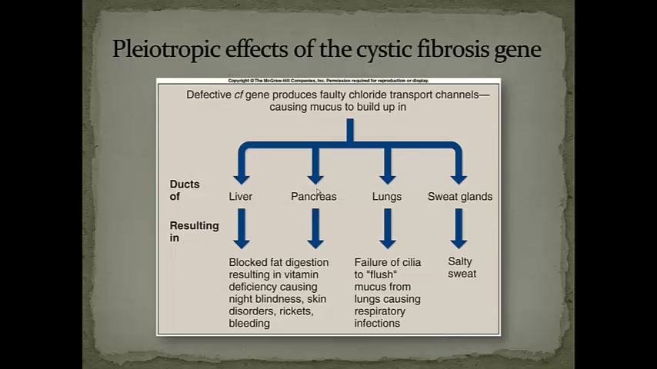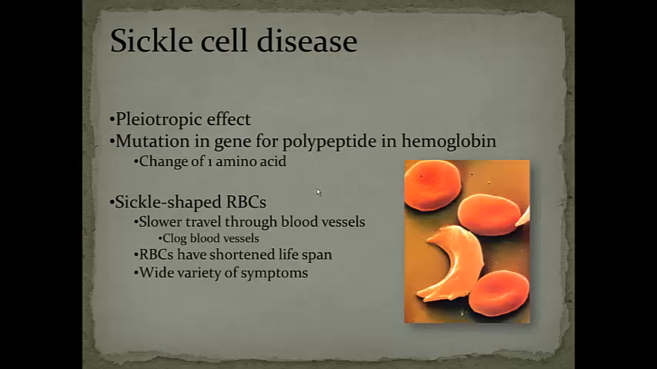Another place where we see pleiotropic effects is with the cystic fibrosis gene, where there are various and sundry systems that are affected by this because the chloride channels aren't working. Another example, sickle cell. Sickle cell disease is kind of wild because the change between the hemoglobin gene in sickle cells and normal red blood cells is the change of one amino acid caused by one single base change in the DNA.